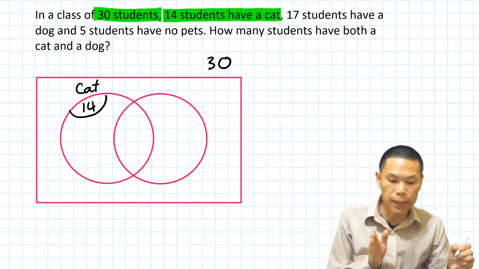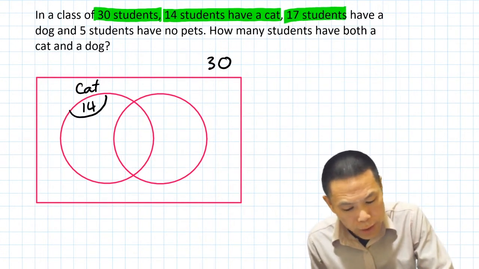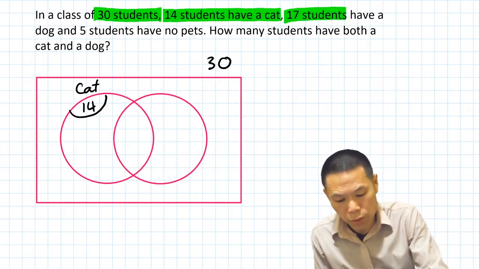Okay, and the next one is 17 students have a dog. So we just write dog here.